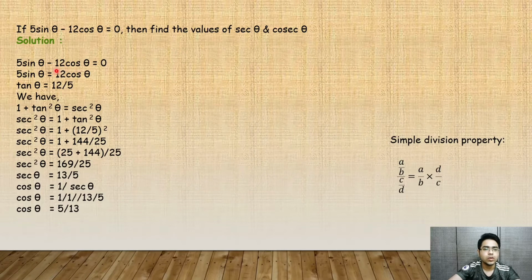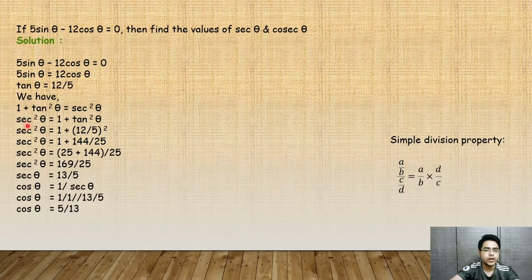Now moving this 12 cos theta to the right side, we will be getting 5 sine theta is equal to 12 cos theta. Here 12 into cos theta is multiplication on the right hand side, so this cos theta will go and divide sin theta and we'll be getting tan theta, and this 5 is getting multiplied here by sin theta. So this 5 will be getting divided on the right hand side, so we'll be getting tan theta is equal to 12 by 5.